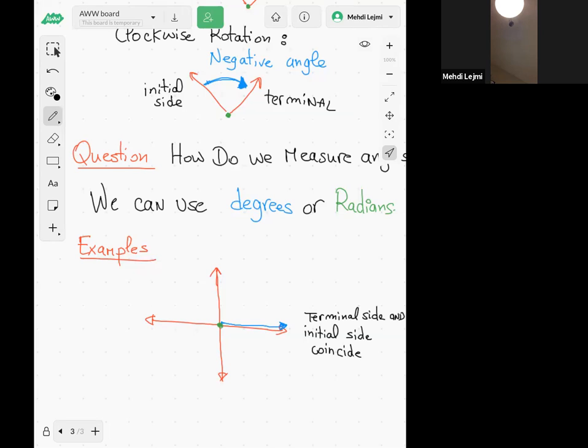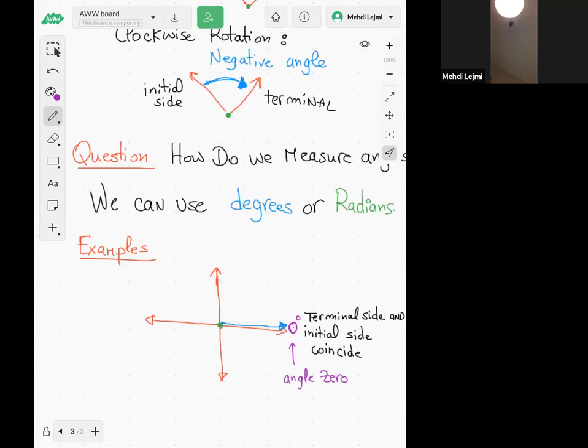So in that case, the angle would be just the angle 0. So the angle 0 is when the terminal and initial side coincide.